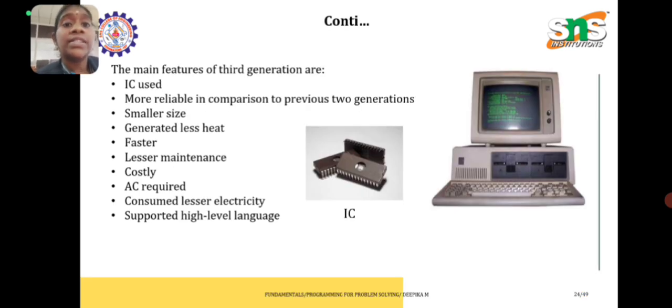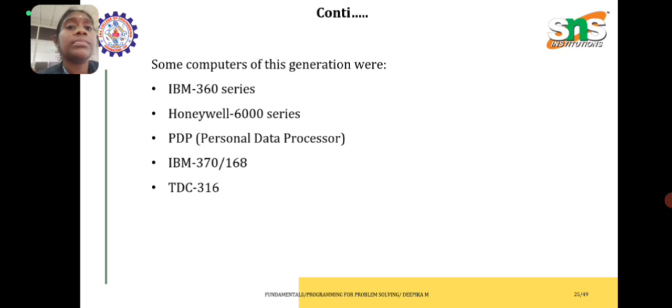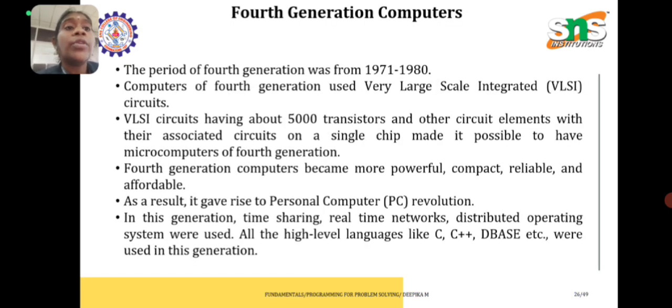The main features of the third generation are IC used, more reliable in comparison to the previous two generations, and smaller in size compared to the previous two generations, generates less heat, faster, maintenance is less, but it is also costly. AC is also needed for this computer, and it also consumes less electricity when compared to both, and supported high-level languages. The computers of this generation are the IBM 360 series, Honeywell 6000 series, PDP (programmed data processors), IBM 370 or 168, TDC 316. And we move on to fourth generation computers.